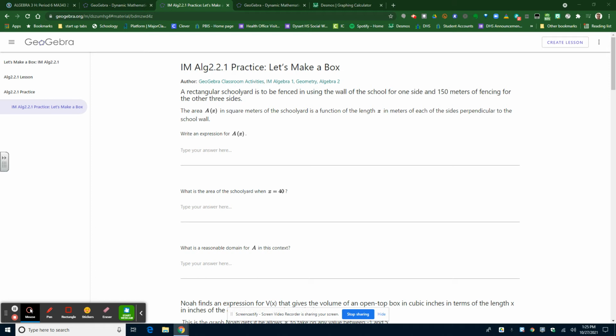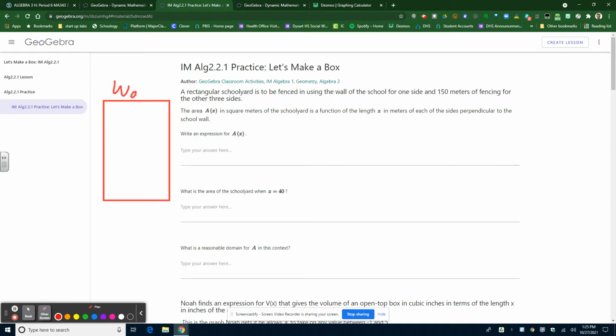So we're going to make a rectangle. That looks good. But I got a wall. So up here, I am just going to write the word wall.